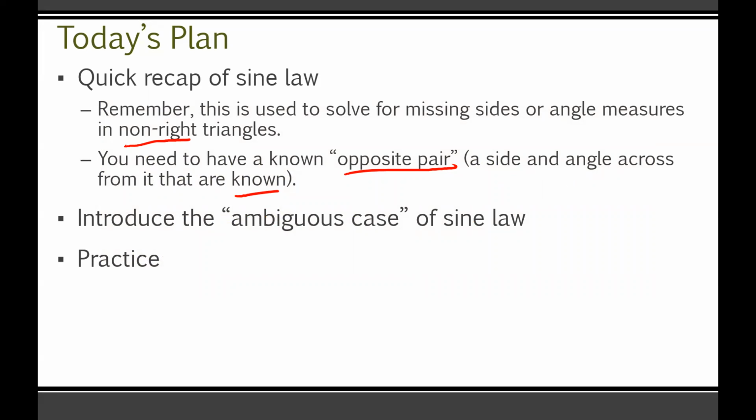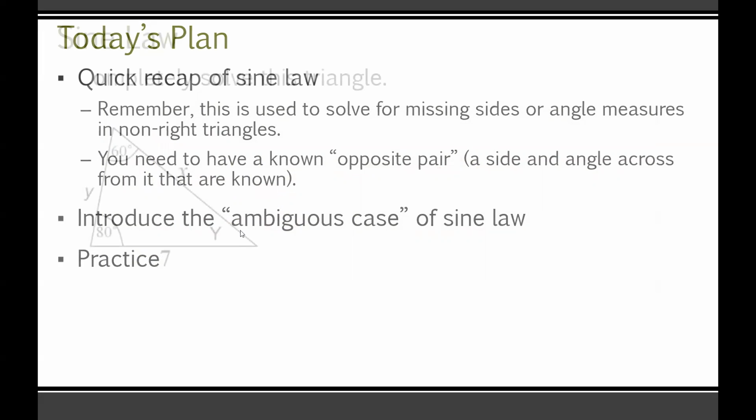Once we go through that, I'll introduce the ambiguous case of sine law. This is probably the most technical kind of thing that we're going to deal with in this trigonometry unit. But once you get over one little hurdle with it, it's just like, okay, when do you have this ambiguous case? When does this happen? There's really only about one little trick that you need to remember with it. So we'll see how that goes. I'll try to explain it nice and slow when we get there.